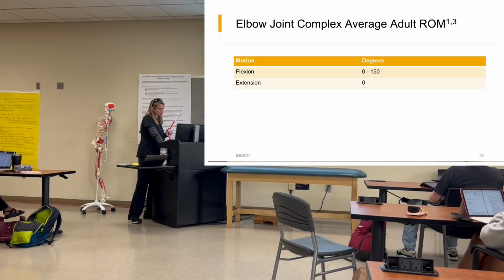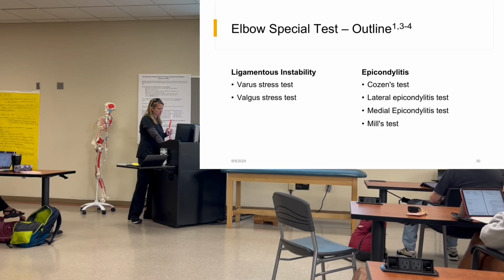And then average your norms, flexion, okay, is that 150 degrees or 0 to 150 degrees? 0 to 150 degrees, good. All right, and then extension, full extension, it says 0 degrees. Some people will have some hyperextension. Special tests, ligaments, we're going to do this in the lab. We're going to look at varus valgus.